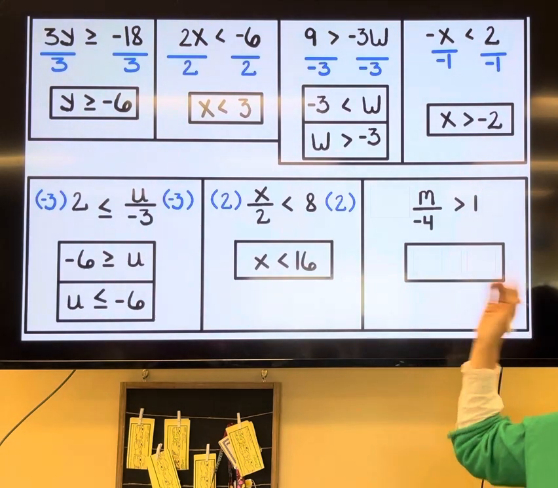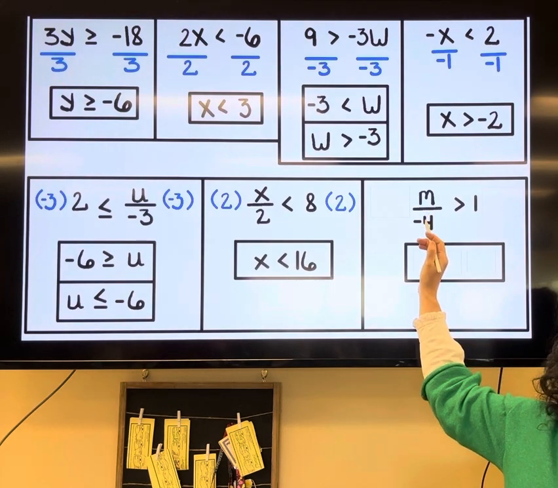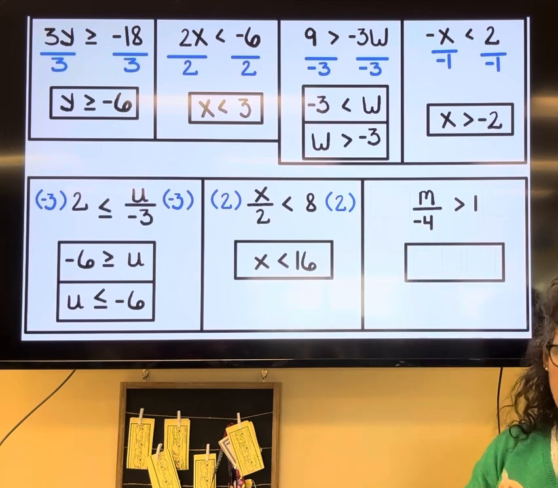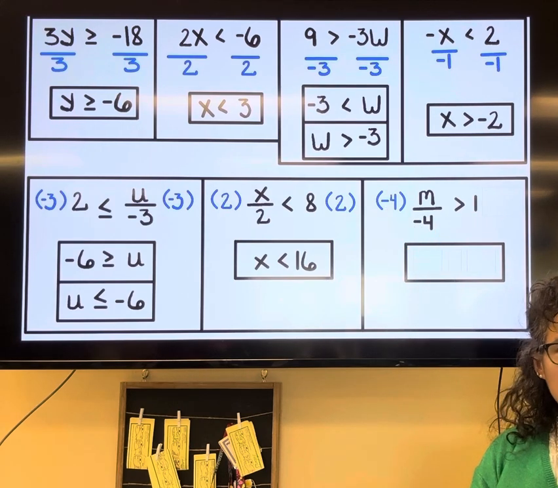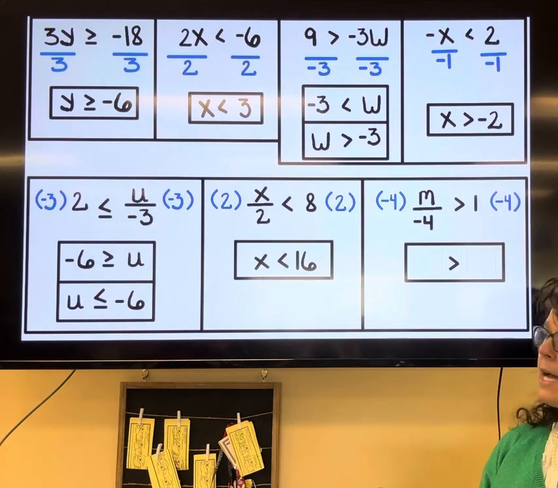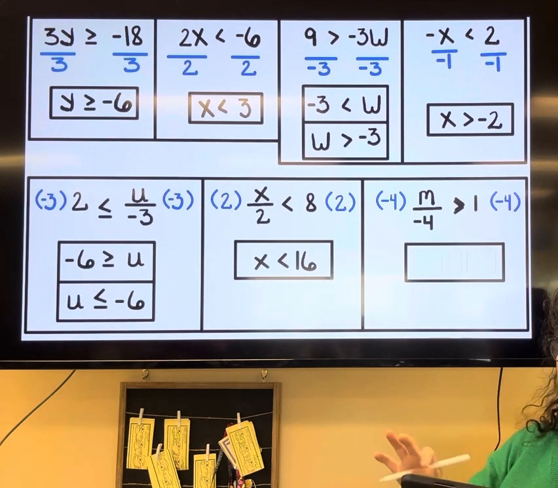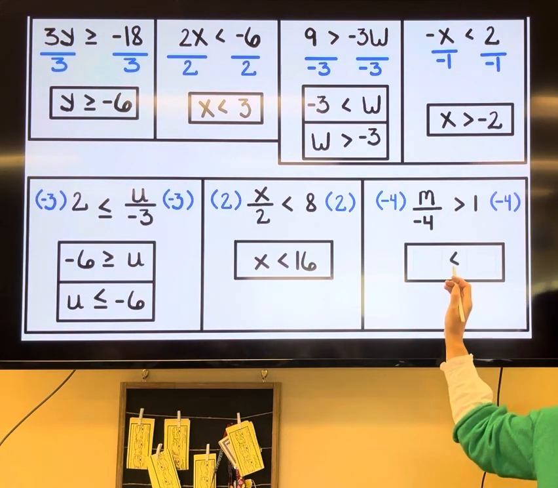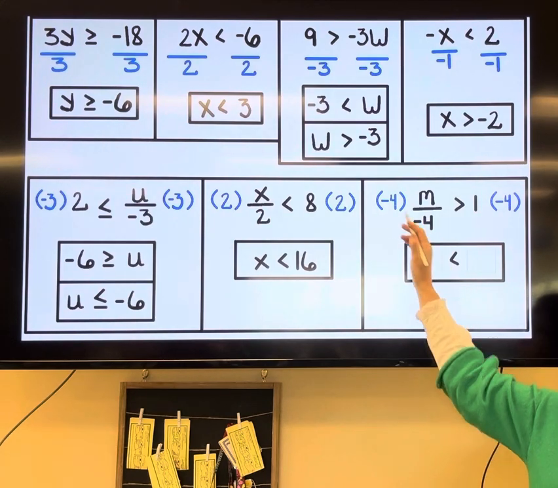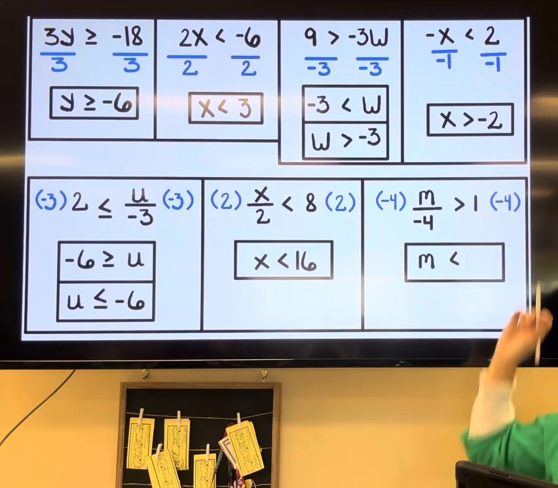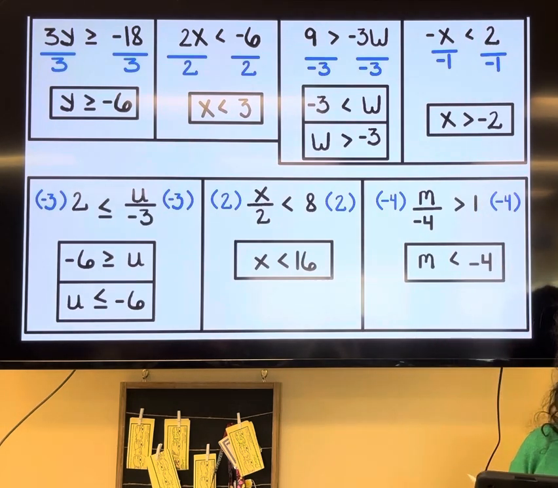Okay, last example. My m is being divided by negative 4. That's what's preventing the m from being by itself. So to undo divide by negative 4, I'm going to multiply by negative 4. What I do to one side of the inequality, I do to the other. In this one, I am not going to be able to just bring that down because I am multiplying by a negative. So I need to flip this symbol over. This negative 4 cancels this negative 4, and m is by itself. And positive 1 times negative 4 is negative 4.